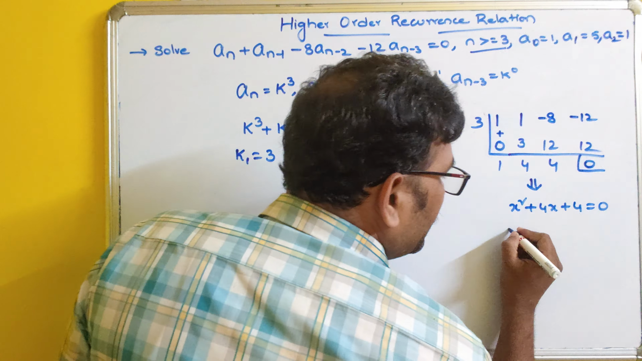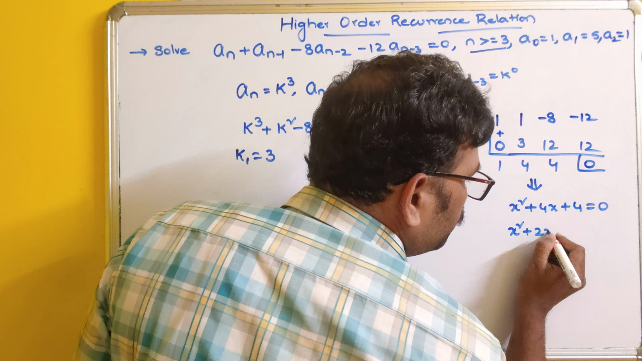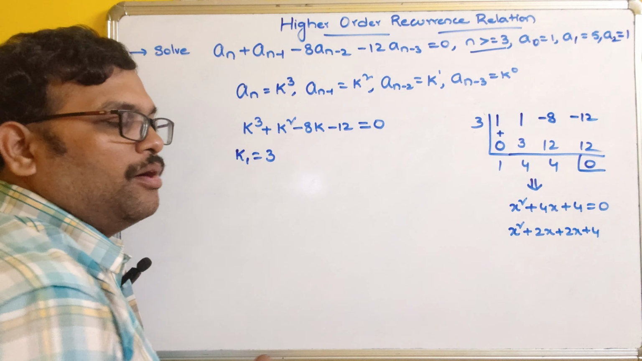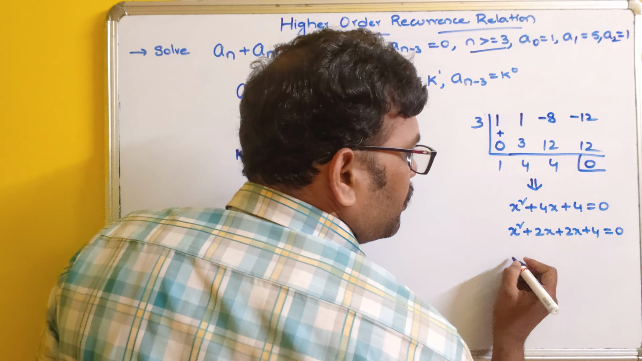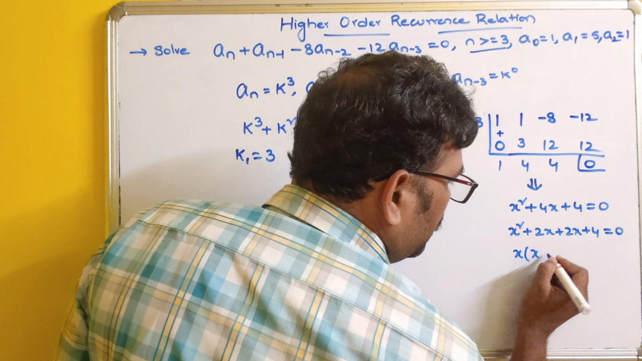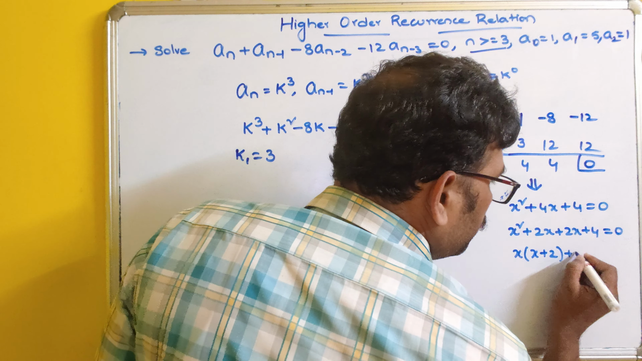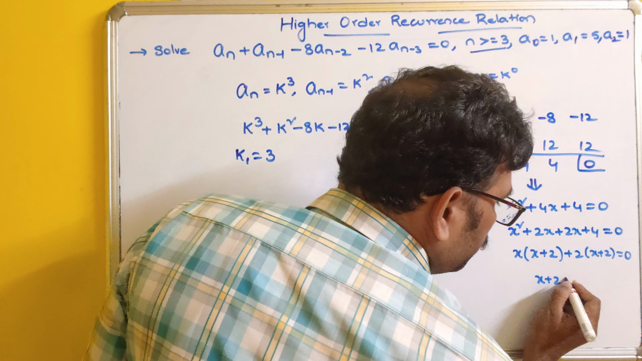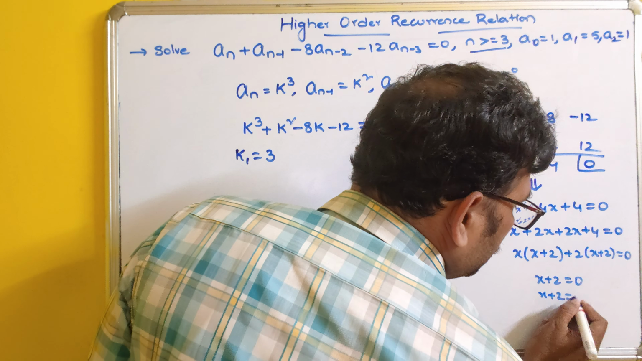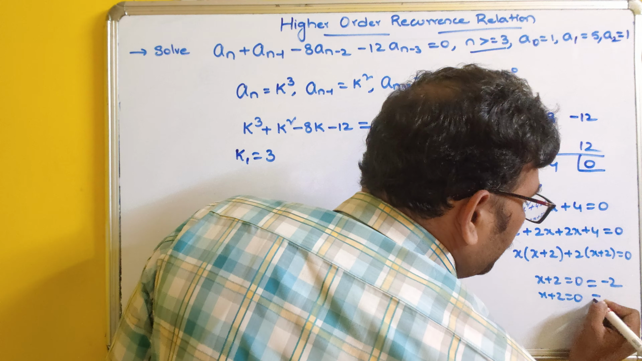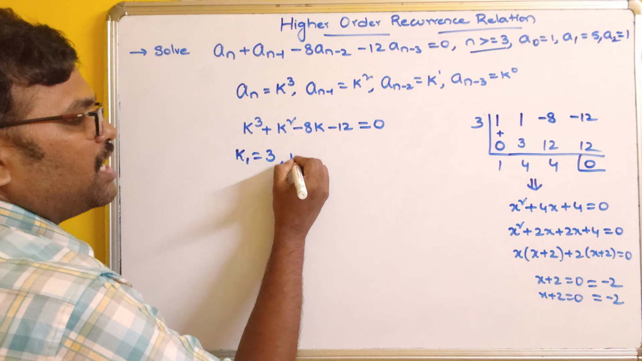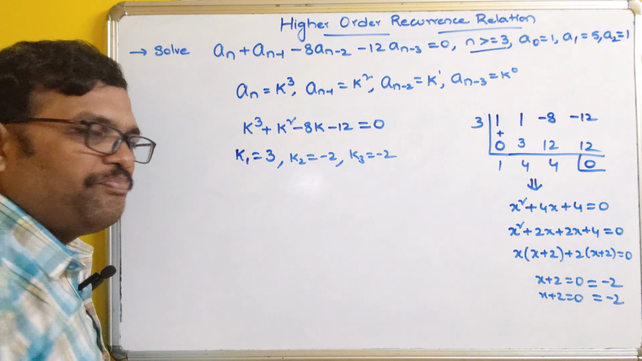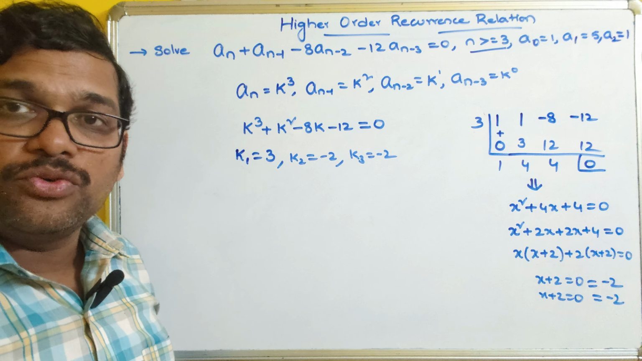So from here we can write x square plus 2x plus 2x plus 4 is equal to 0. Now you can simply take x as common and 2 as common: x plus 2 is equal to 0. Then obviously x plus 2 is equal to 0 and x plus 2 is equal to 0, so it becomes minus 2. So the other roots are k2 is minus 2 and k3 is also minus 2. Okay, so hope you understood.